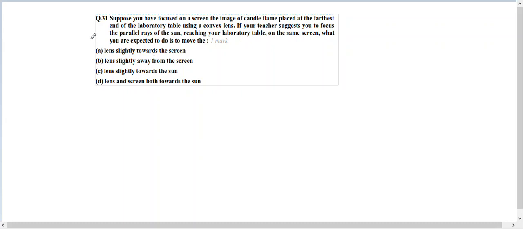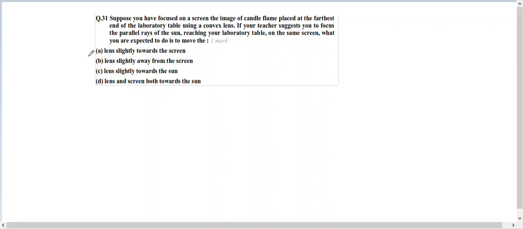Let's just see how. In this case of candle flame, the object is placed beyond C. That means the image is formed between C and F. In the second case, the object, that is the sun, is at infinity. So the image will be formed at focus.